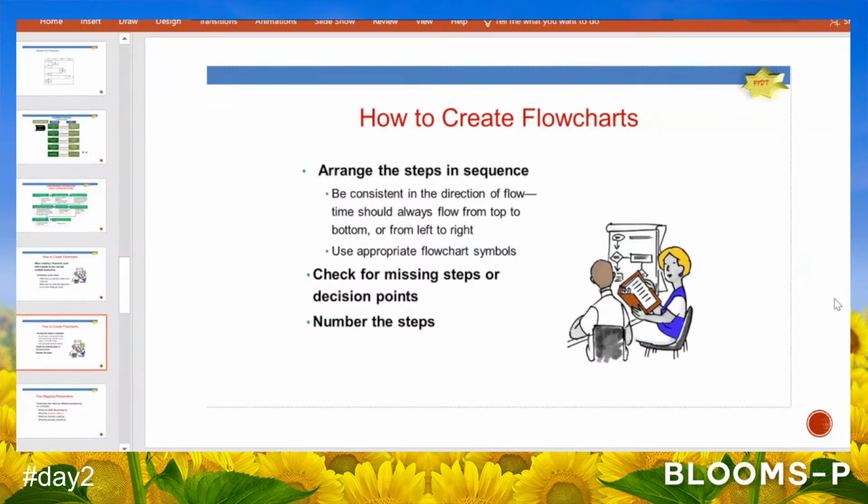Of course, time should always flow from top to bottom or from left to right. Remember, from top to bottom or from left to right. Check for missing steps or decision points. Number the steps.